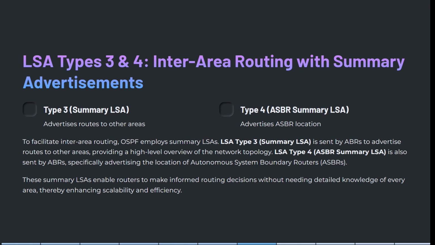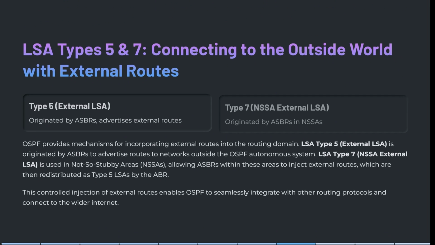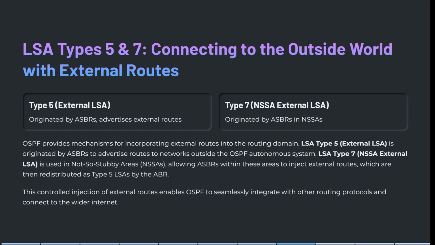LSA Type 3, Summary LSA, is sent by ABRs to advertise routes to other areas, providing a high-level overview of the network topology. LSA Type 4, ASBR Summary LSA, is also sent by ABRs, specifically advertising the location of Autonomous System Boundary Routers, ASBRs. These summary LSAs enable routers to make informed routing decisions without needing detailed knowledge of every area, thereby enhancing scalability and efficiency.